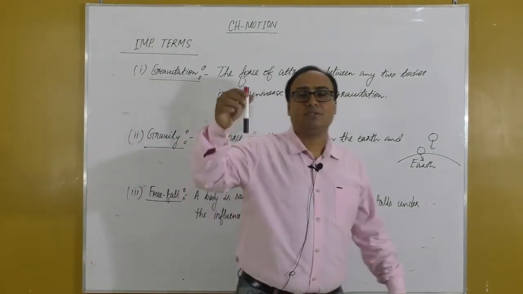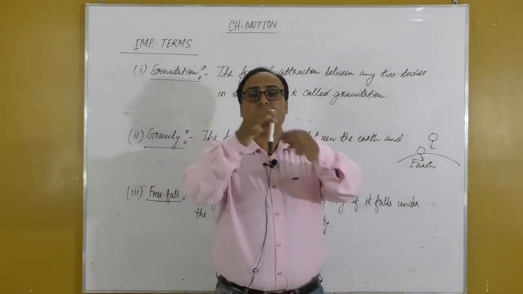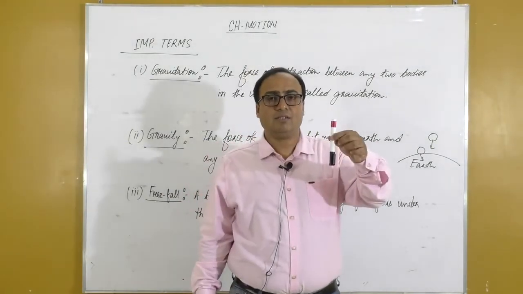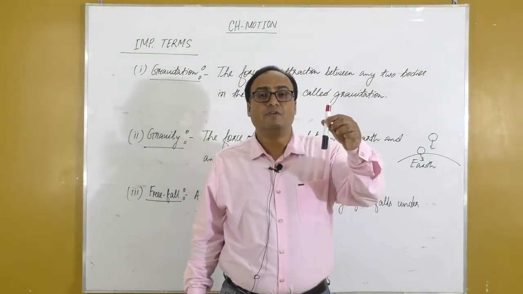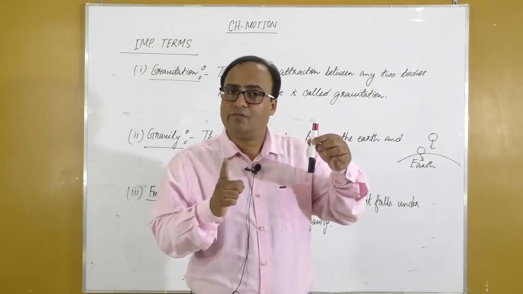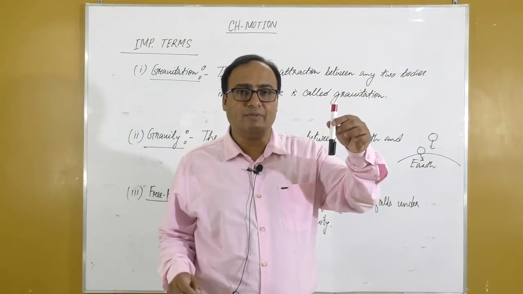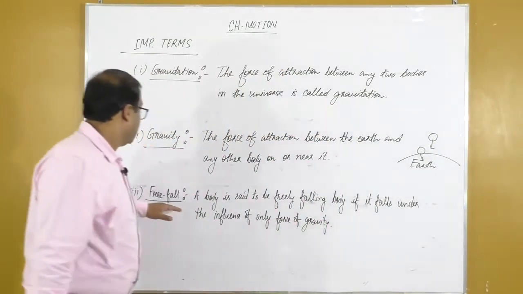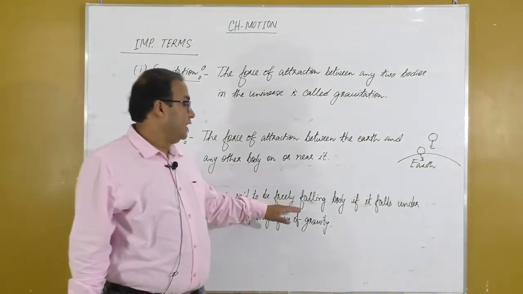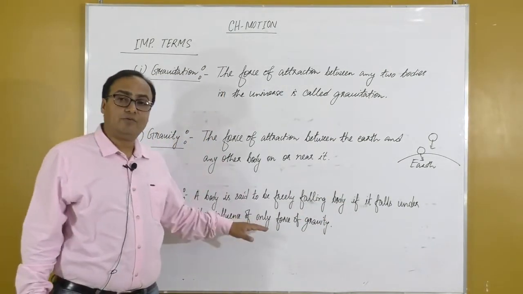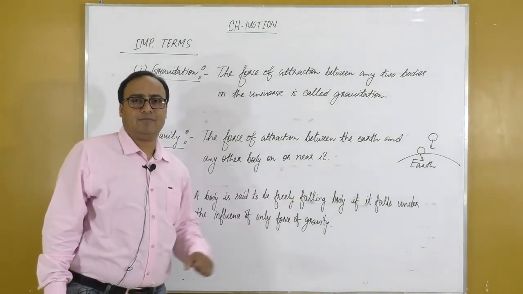Another term, free fall. If I allow this marker to fall under the influence of only one force, that is the force of gravity, this marker is said to be under free fall. If this marker falls under the influence of only one force, that force being the force of gravity, then the marker is said to be under free fall. So a body is said to be a freely falling body if it falls under the influence of only one force, that is the force of gravity.